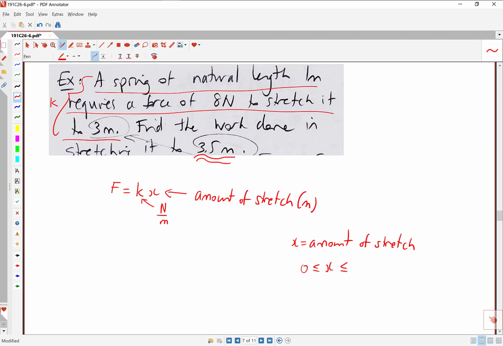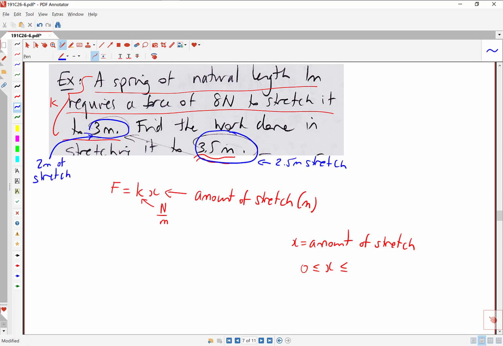Okay, well, that's not 3.5 meters of stretch. That's 2.5 meters of stretch because our spring was 1 meter long. So it might be good to just look at each of these lengths here and write down how much stretch that corresponds to. So that's 2.5 meters of stretch. And when we say the spring is stretched to 3 meters, that's 2 meters of stretch.